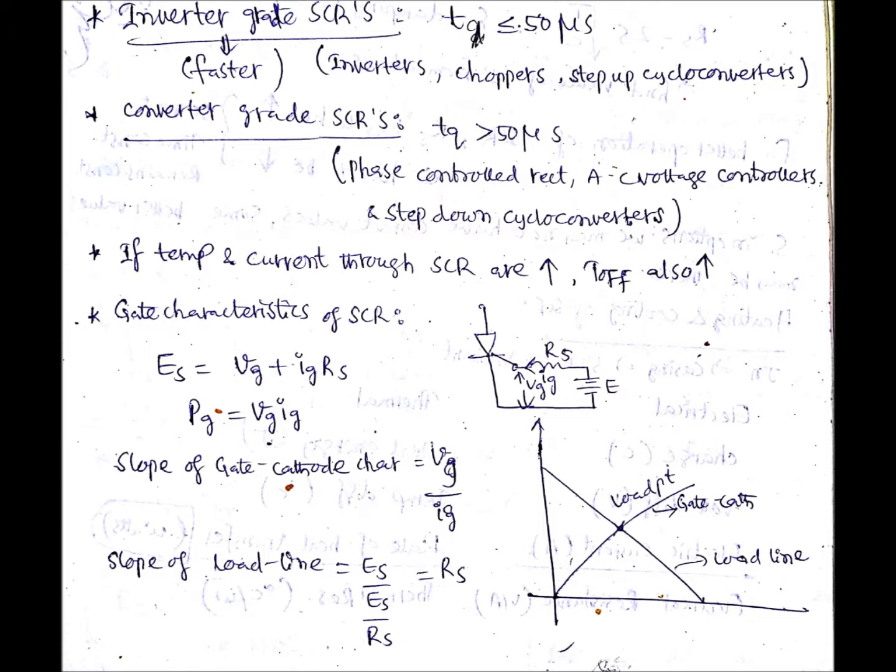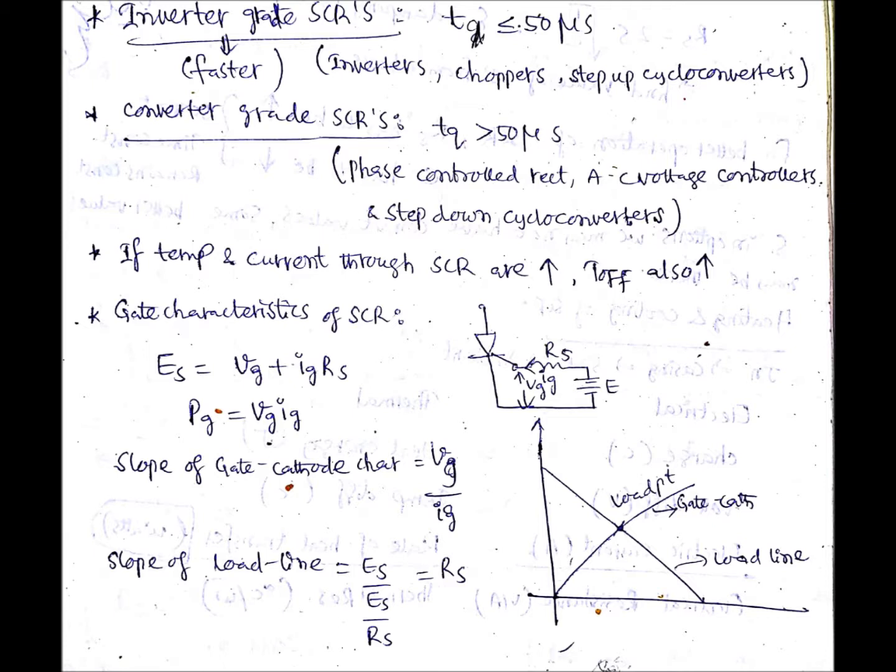And the gate characteristics of the SCR are very important. Many problems will be asked based on this. If you see the circuit and write a KVL, Es is equal to VG plus IG Rs. VG is the voltage across the gate, Es is the applied voltage, IG is the current through the gate, and Rs is the series resistance. And the power of the gate is equal to VG IG, okay?